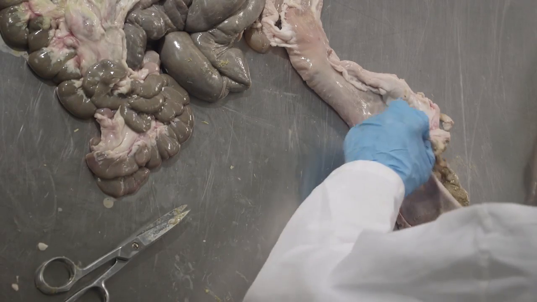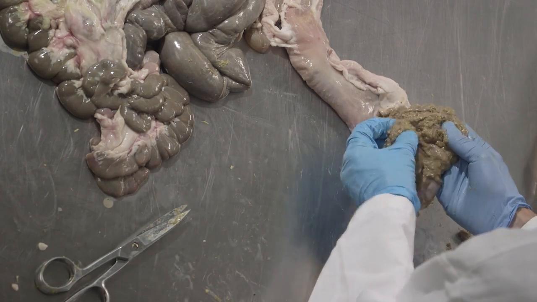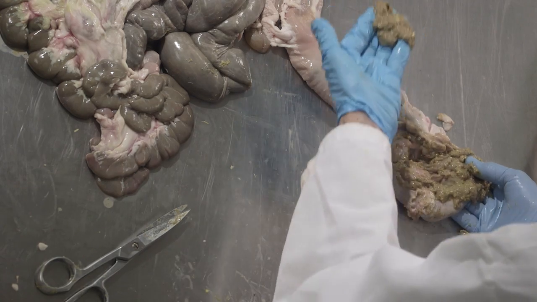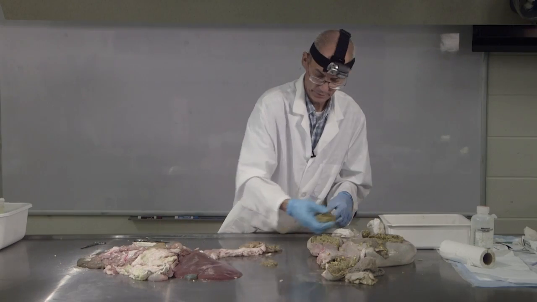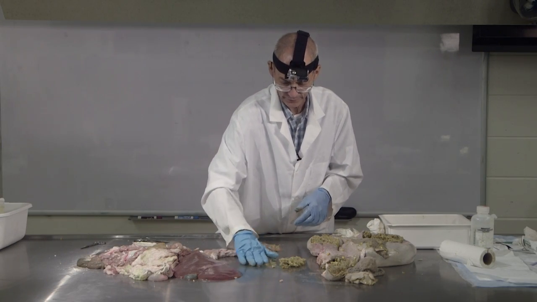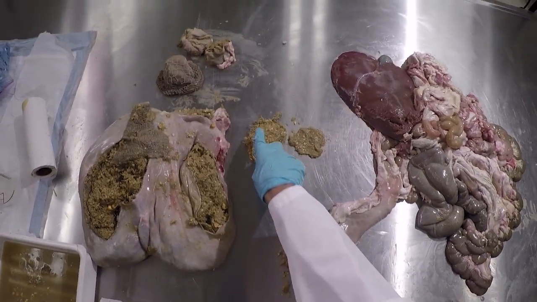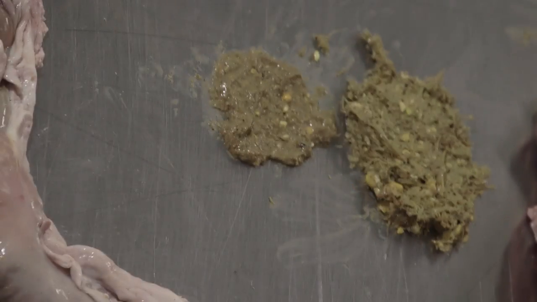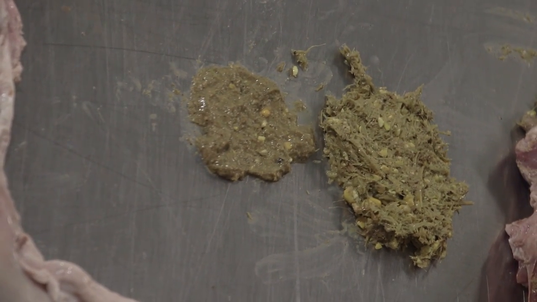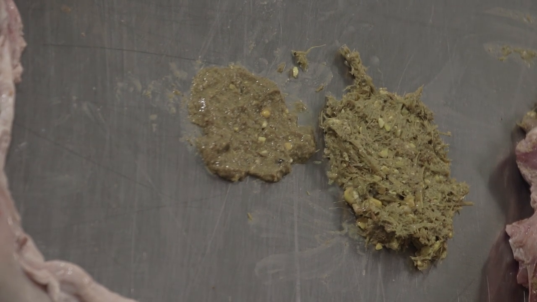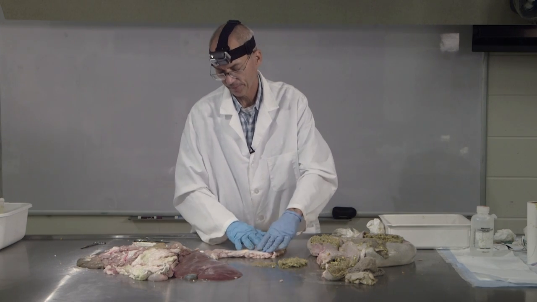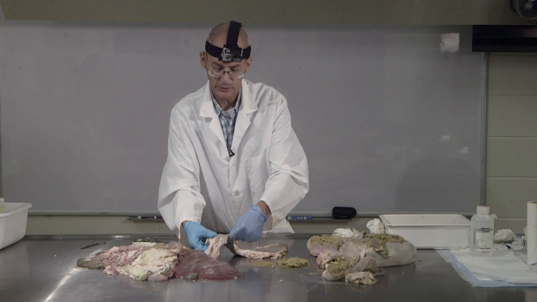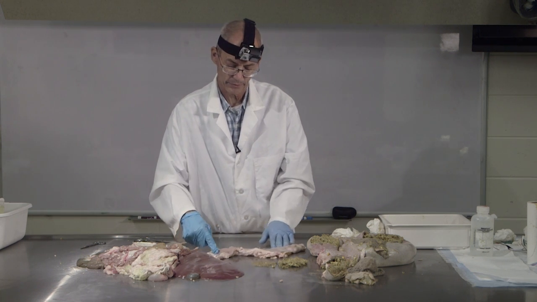The omasum was very effective at restricting the flow of only the finest material out of the rumen and into the abomasum. So you can see it's quite different in its consistency. Here, much more fibrous, and here much finer particles now get down into the abomasum. So there's the abomasum, and we come to the pyloric sphincter, just like we did in the pig. There's the very end of the abomasum.